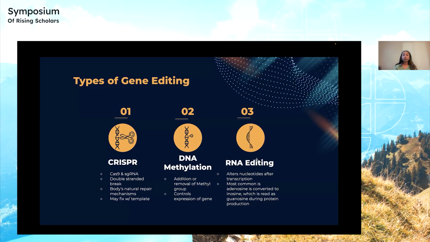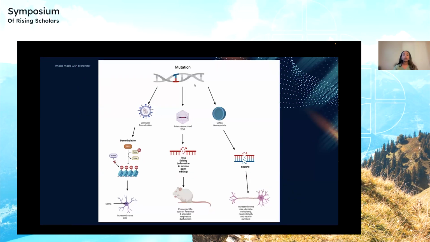The third method is RNA editing, and this basically alters the nucleotides, the sequence, after transcription, and this is safer because you're only editing what's already mutated. You're not editing the entire DNA and having the risk of off-target effects. So this is an overview of all three studies.